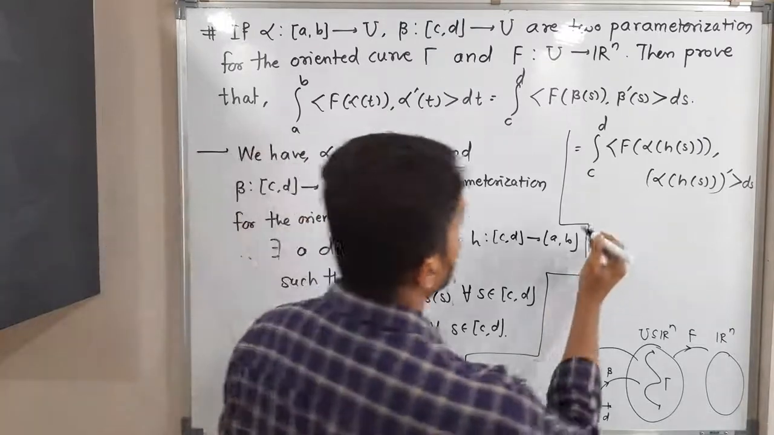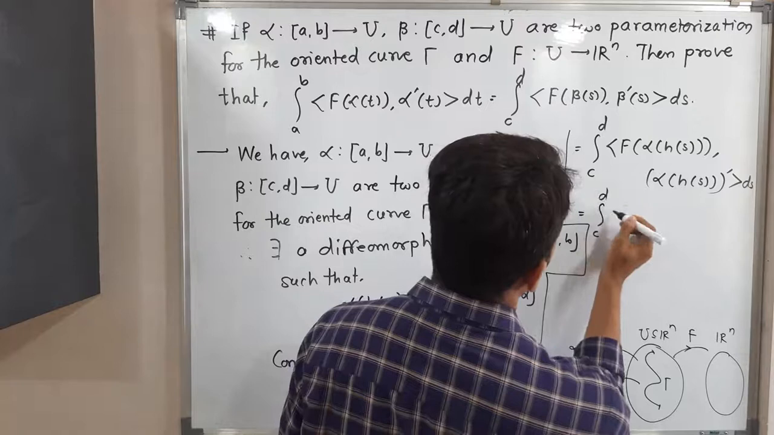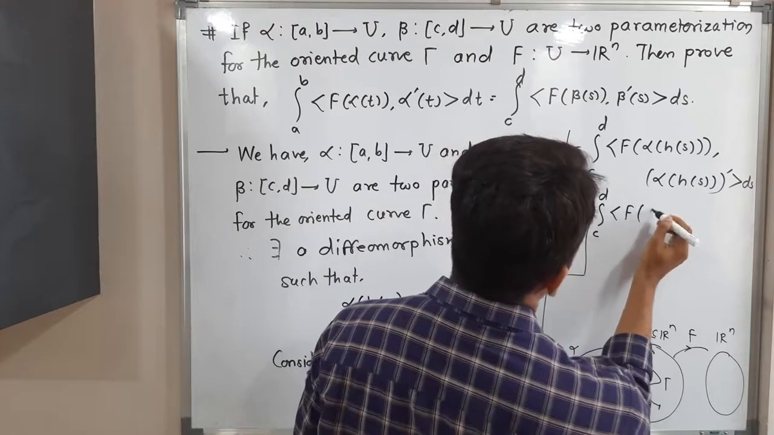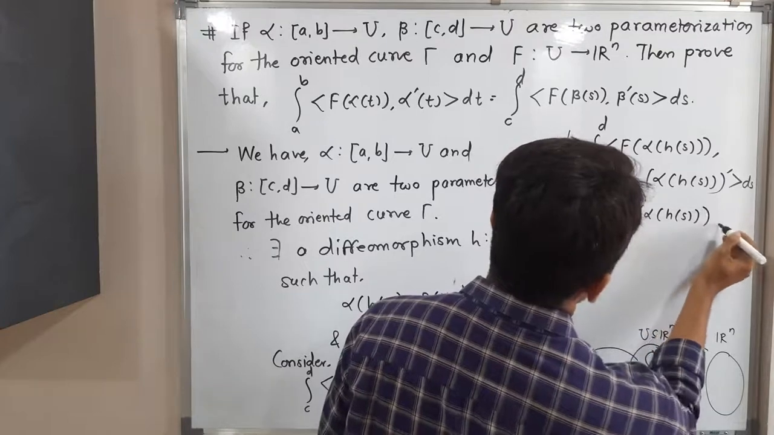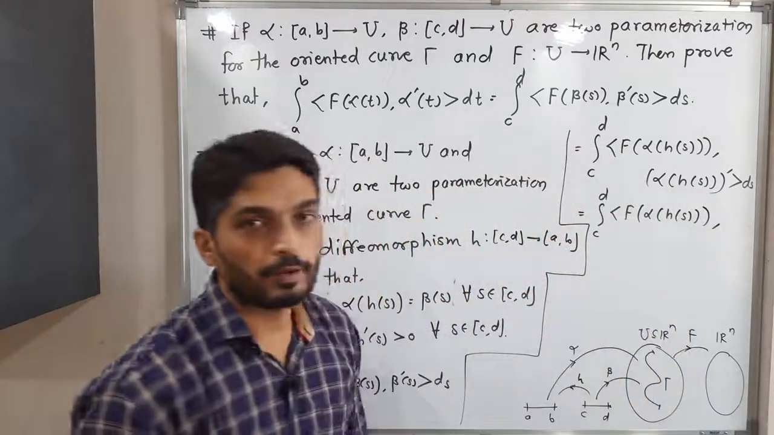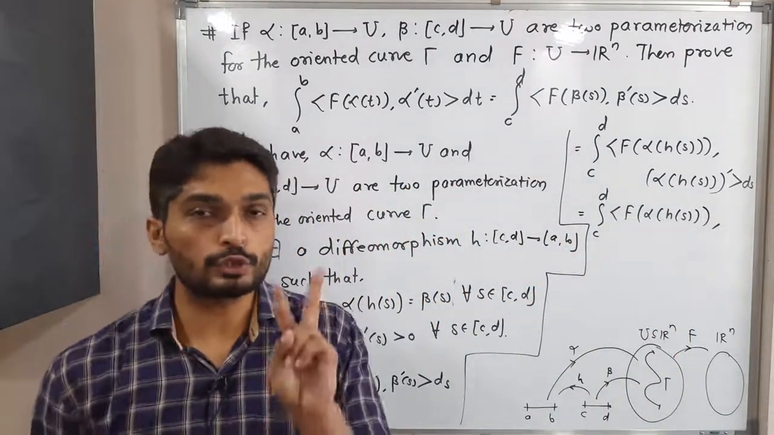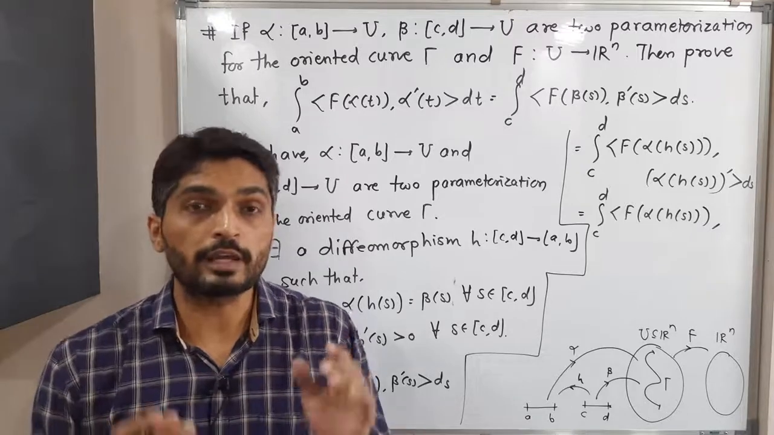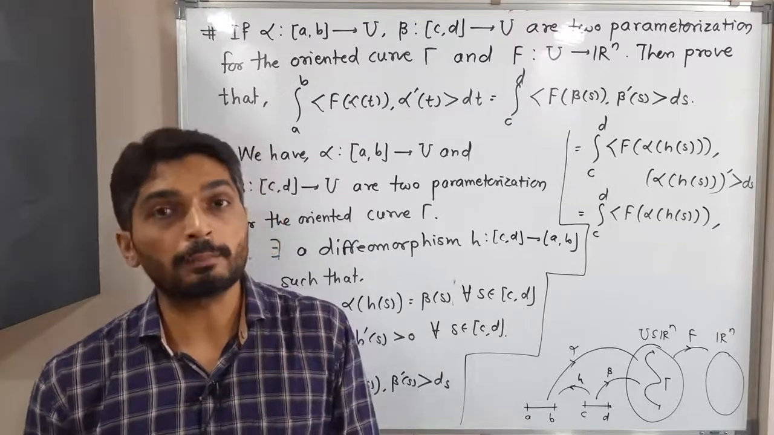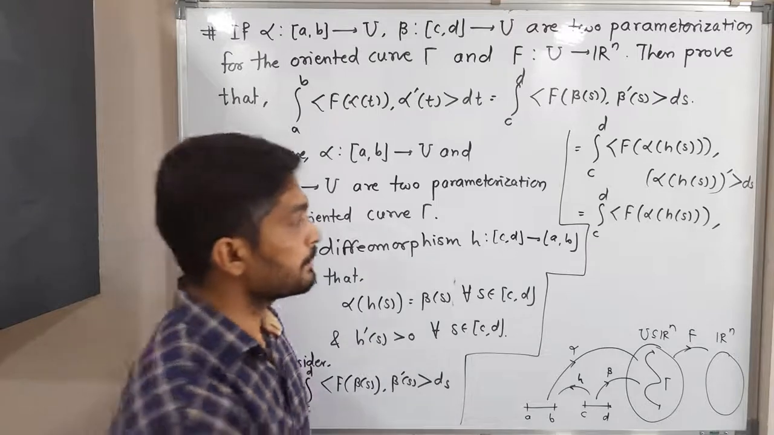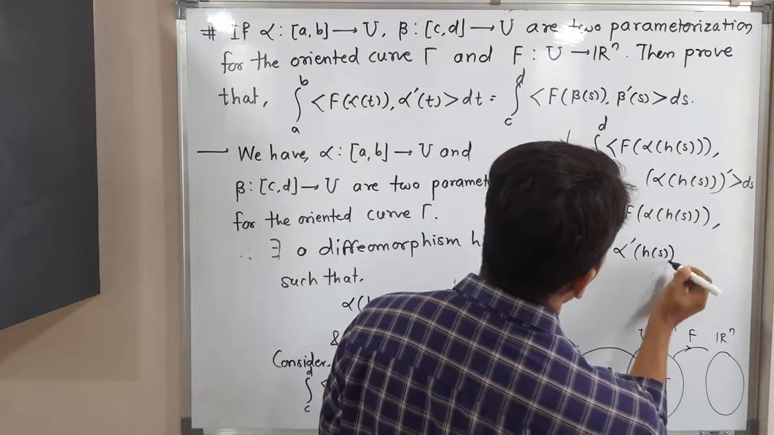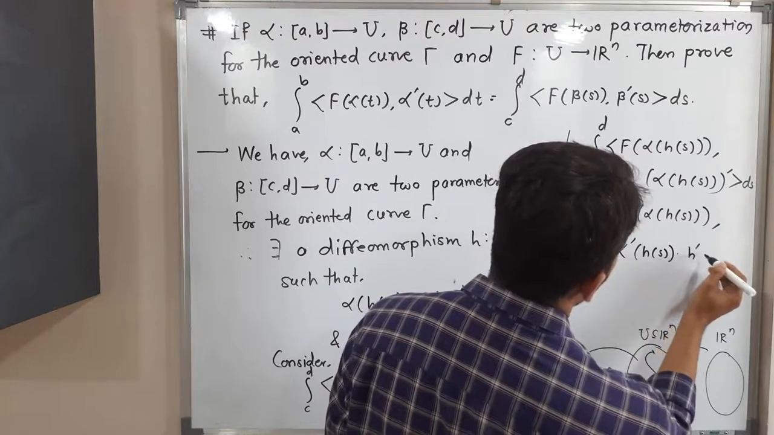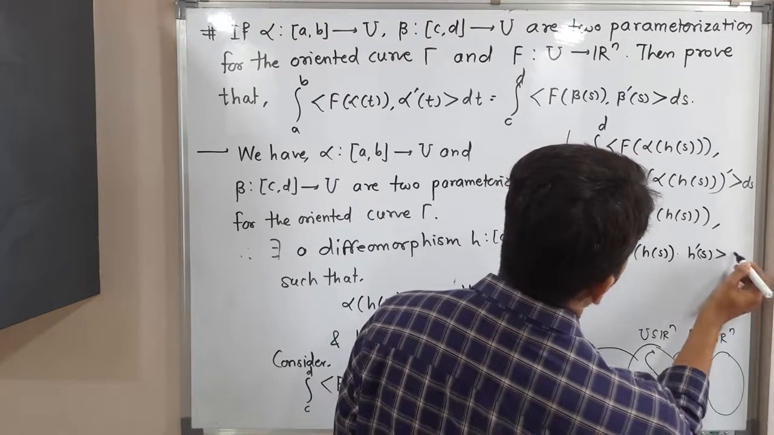Let us simplify it further. So the integration from C to D of the inner product of f of alpha of H of S, comma, its derivative, which we have to find. So actually there is a composition of two functions, alpha and H, and we are finding its derivative, so we can apply the chain rule there. That means the derivative of the outer function, alpha dash of H of S, into the derivative of the inner function, that means H dash of S, ds.